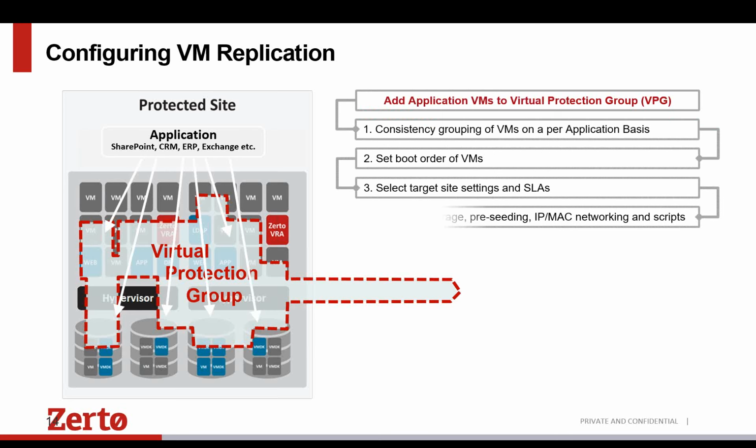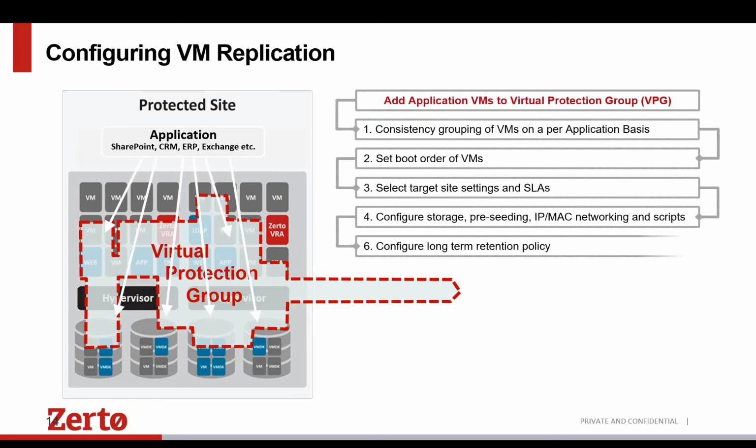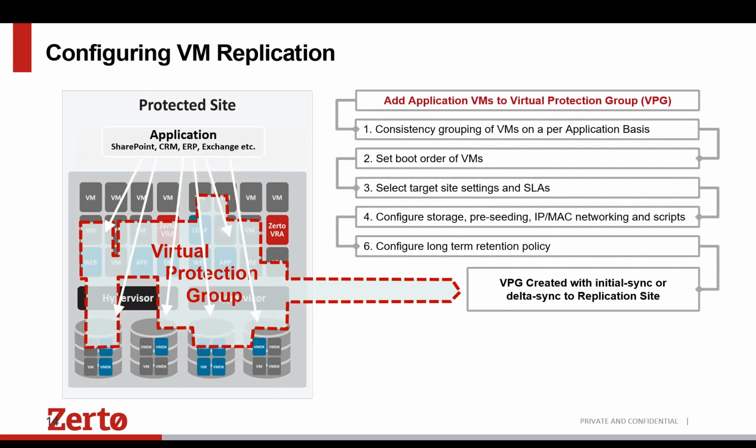You then configure the storage in terms of do you want to pre-seed, so you don't send all of the changes across the wire, and you can configure the ability to automatically change IP and MAC addresses on the fly. And then finally, you can configure long-term retention of the data, and you can specify Zerto to keep backups of your data in your recovery site to a separate storage array, for example, to ensure that you can always recover no matter what.